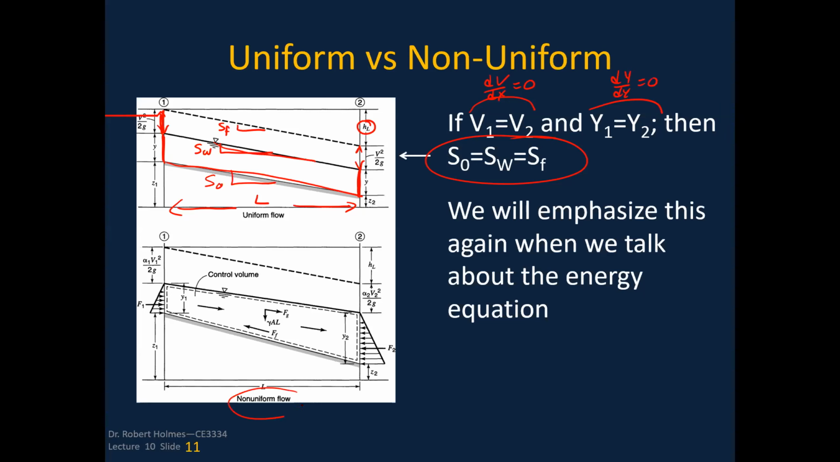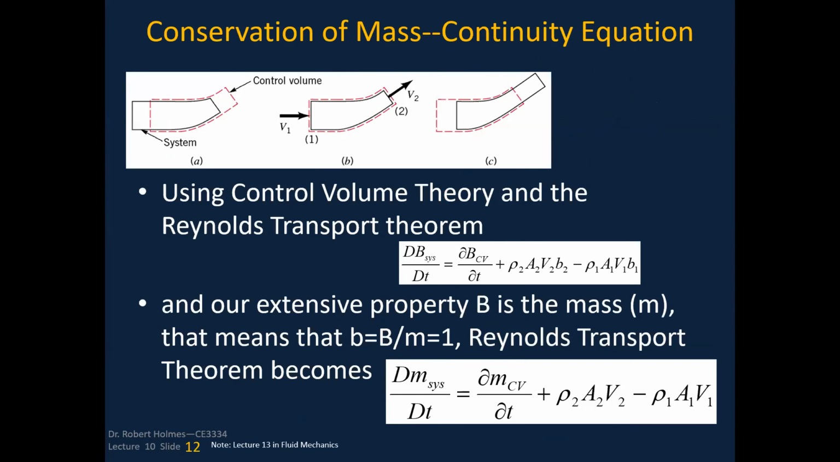If I've got non-uniform flow, you can see down here below what happens. There we've got the change of the velocity with respect to x is not equal to 0, nor is the depth of water. And so we're going to be talking about this. When we talk about non-uniform flow, we're going to solve some problems dealing with that. This is the common situation out there in the rivers that you're going to deal with.